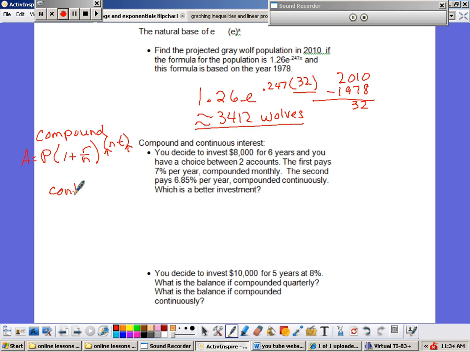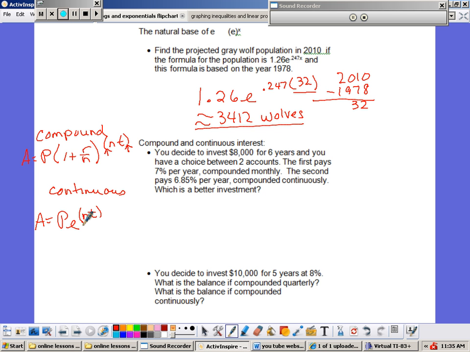Your continuous is A equals P E R T. Okay, you decide to invest $8,000 for 6 years, and you have a choice between two accounts. The first pays 7% per year, compounded monthly, and the second pays 6.85% per year, compounded continuously.